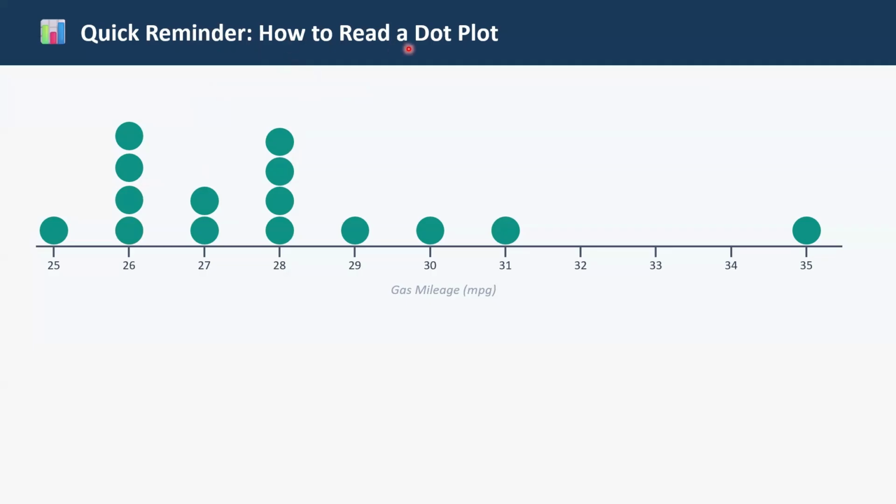Before we solve real world problems, we need to understand how to read a dot plot. This graph is powerful because it shows every data value clearly. Each dot represents one data point. So if you see a stack of dots, that means that value occurs multiple times. For example, look at 26 and 28. Those have the tallest stacks. This tells us those values appear the most often.